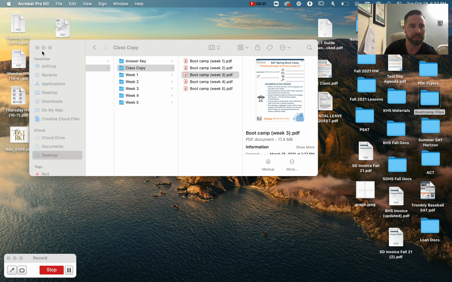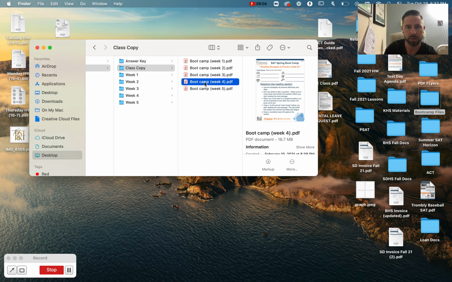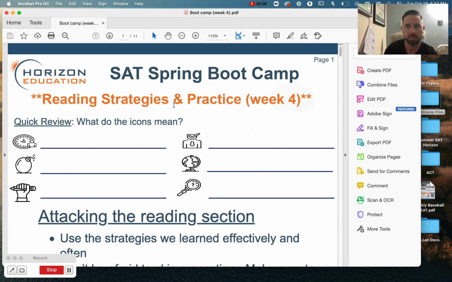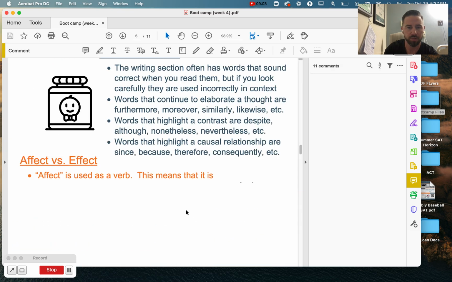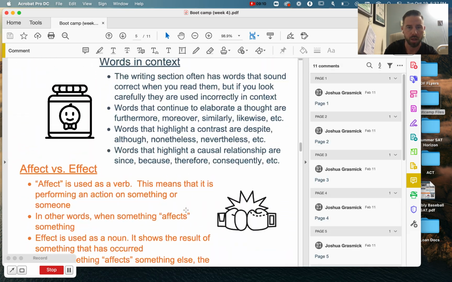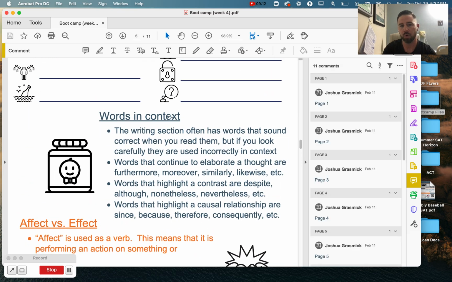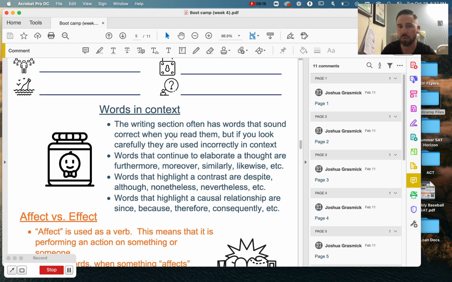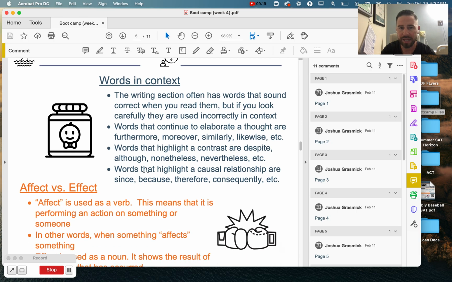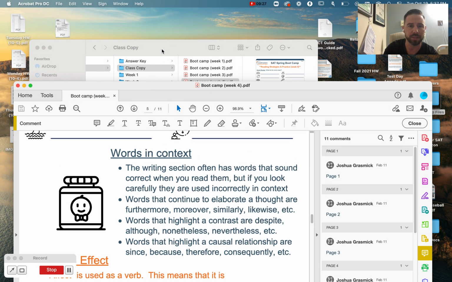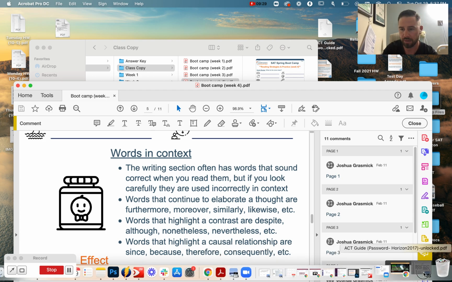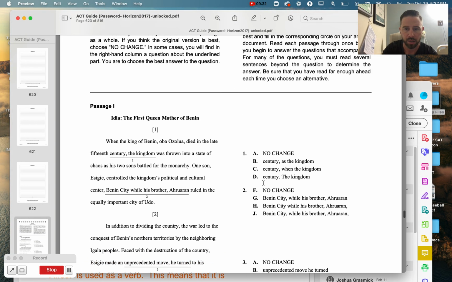Okay, and the last thing that I want to cover is, this was huge for you. These words in context. Okay, you messed these up a couple times, and I just want to show you what words in context are. Anytime you see a word like this, furthermore, moreover, similarly, likewise, and I could actually show you exactly which one you missed because I had it right here-ish.